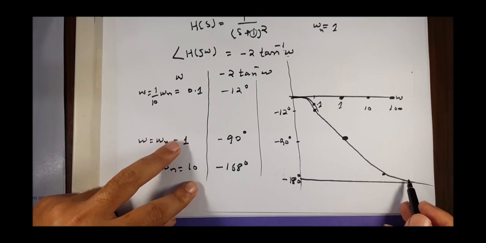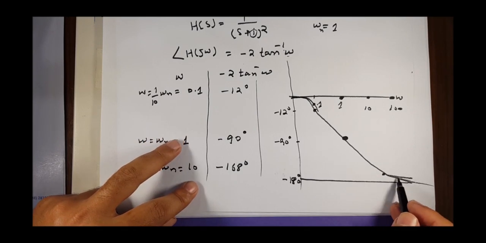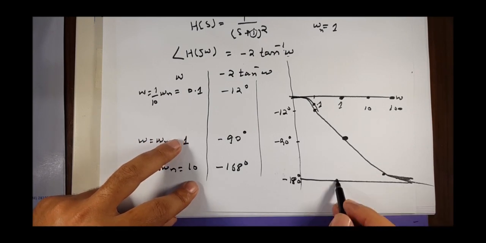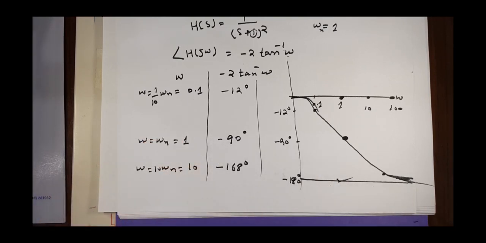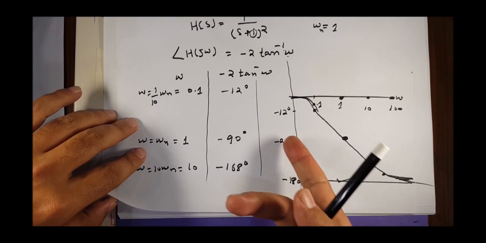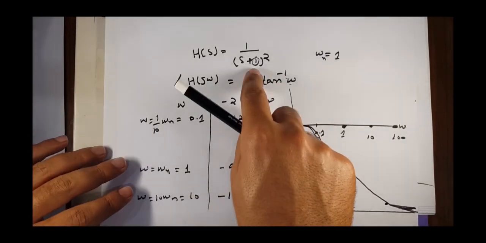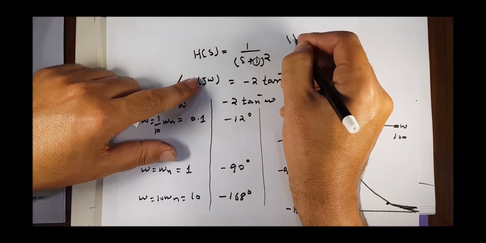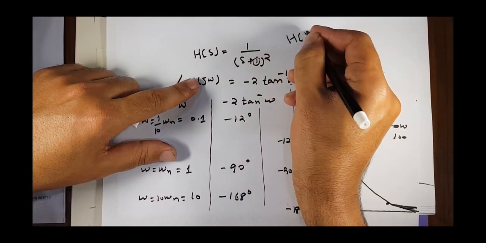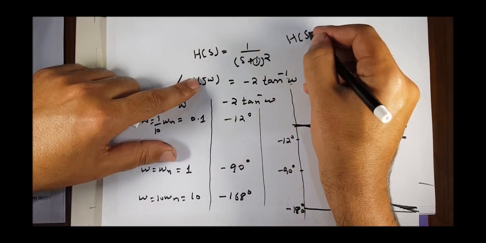Okay, and this will touch this minus 180 asymptote at infinity when omega approaches infinity. Okay, this is how you're going to plot when you have repeated poles. Now what will happen if you are given a repeated zero?